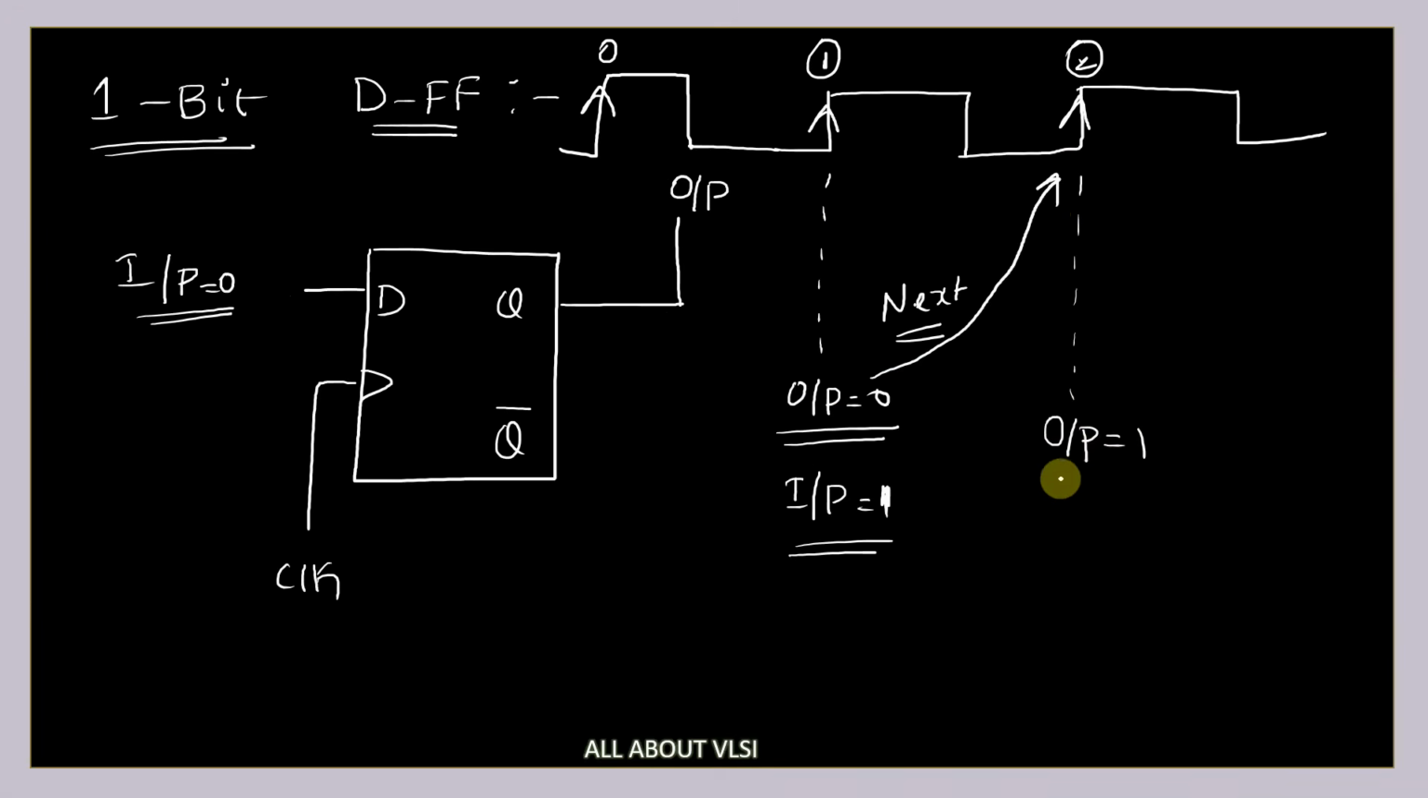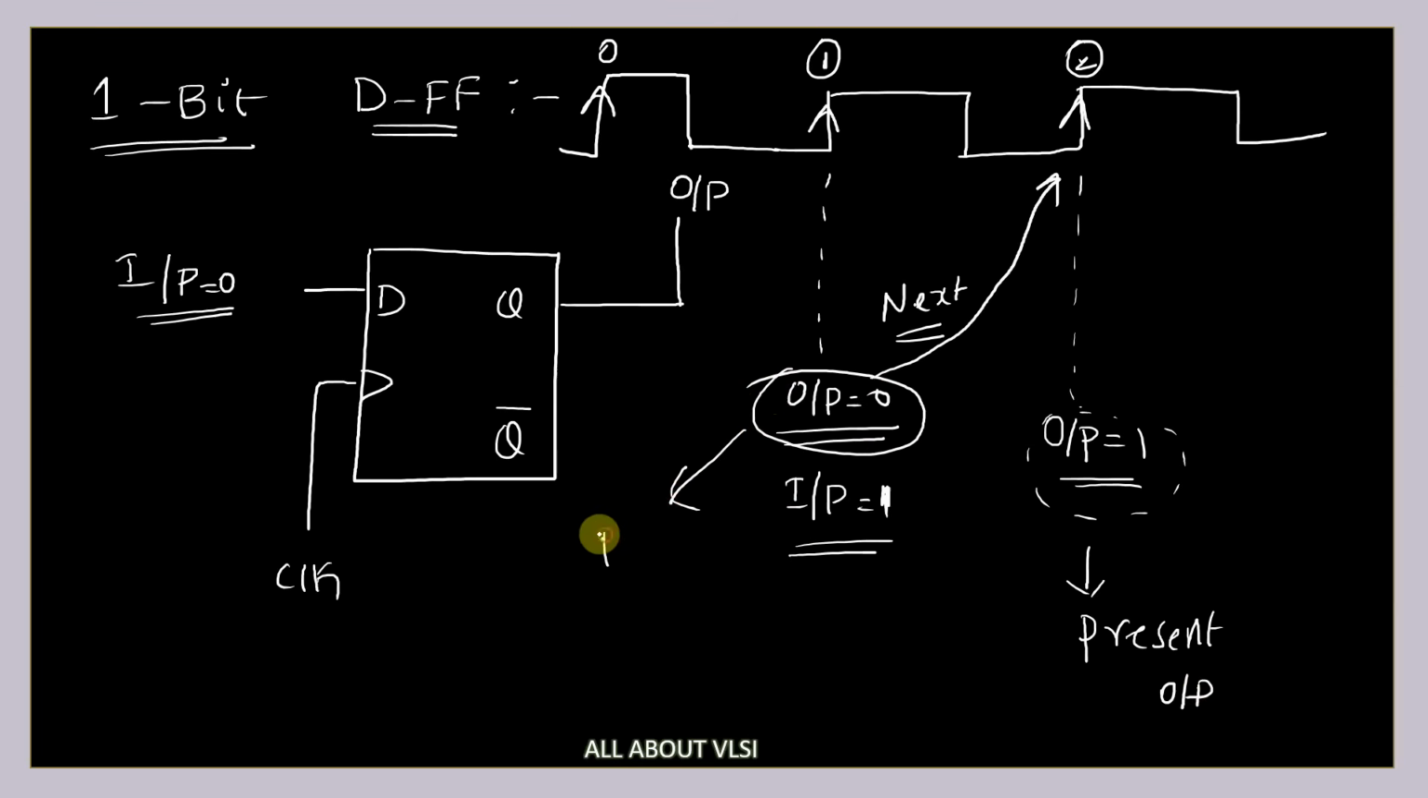And let's say at the second clock edge, if we came to the second clock edge, this will be our present output, and this is nothing but my past output. Here reference is very important. If we are in the second clock edge, present output is 1, past output is 0, and depending upon the present input, we are going to decide the next output.